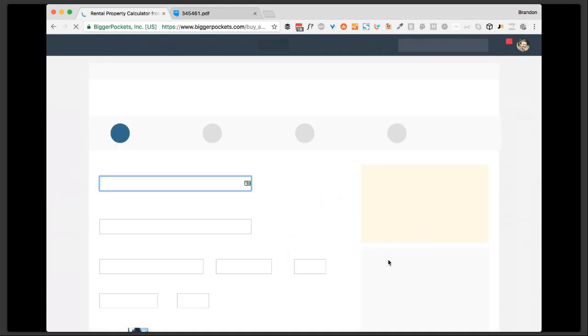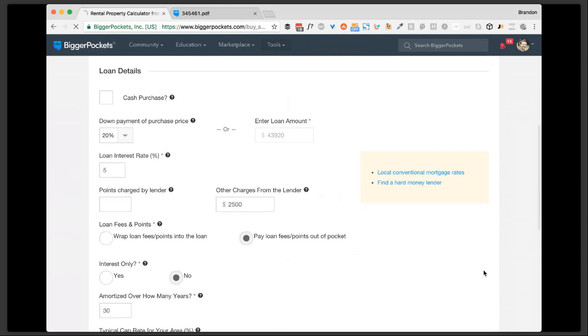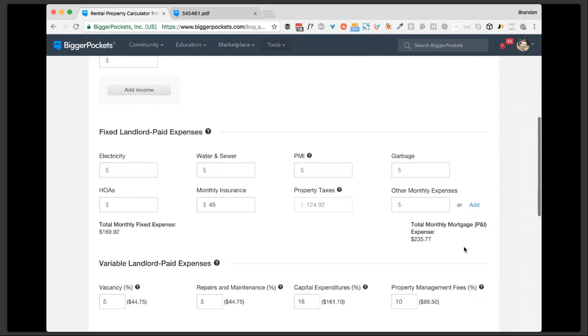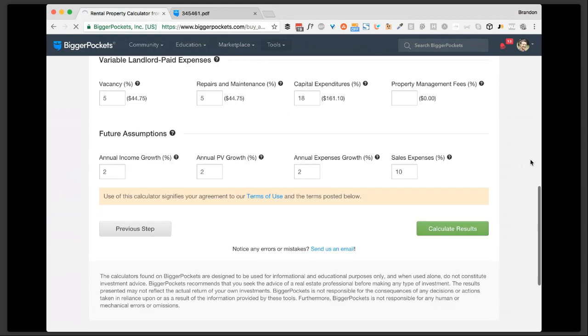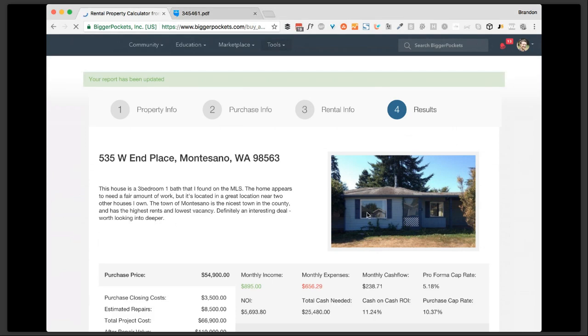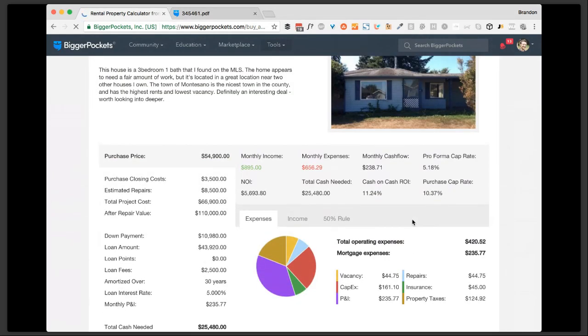Maybe I'd say, you know what? I'm not going to hire a property manager to do this deal. I live in the same town as this deal. I can handle it myself. So I'm going to take out property management. And now I'm going to analyze it again and see what happens. You can go back and forth as many times as you want to. Now, without property management, I'm at $238 a month in cash flow and 11.24%. Now we're pretty darn close to what I want.